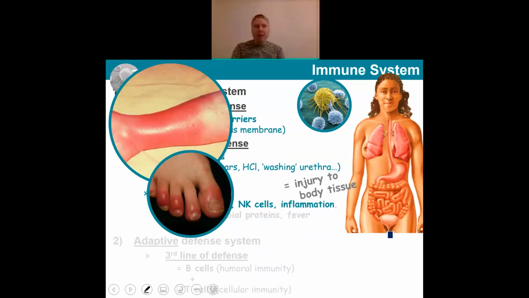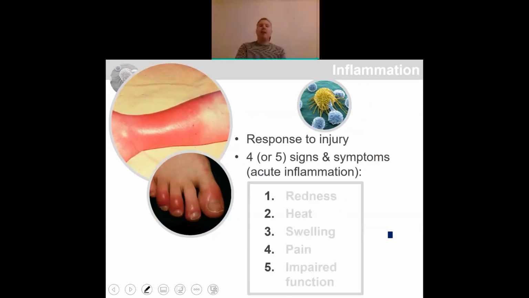What I want to do, and what is going to be a question in your exam, is ask: what are the signs and symptoms of inflammation? So let's list them. There are 4 or 5 different signs and symptoms depending on who you ask, but the first four are things that we generally agree on. First of all, if there's inflammation somewhere, that area becomes very red. You can see both of these areas.